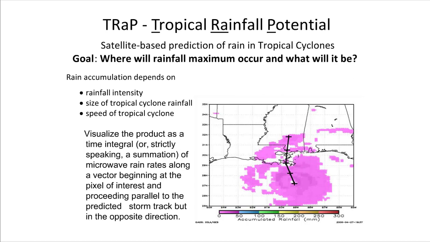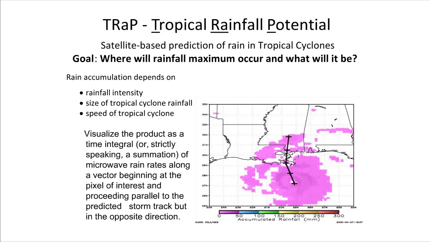TRAP is a forecast of rainfall for landfalling cyclones based on a long-track extrapolation of satellite estimated rainfall rates. The goal of TRAP is to forecast where the rainfall maximum will occur and what it will be. The rainfall accumulation depends on rainfall intensity, size of the tropical cyclone rainfall, and the speed of the tropical cyclone.